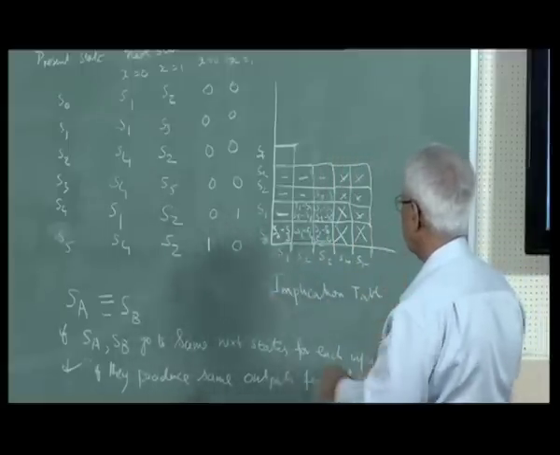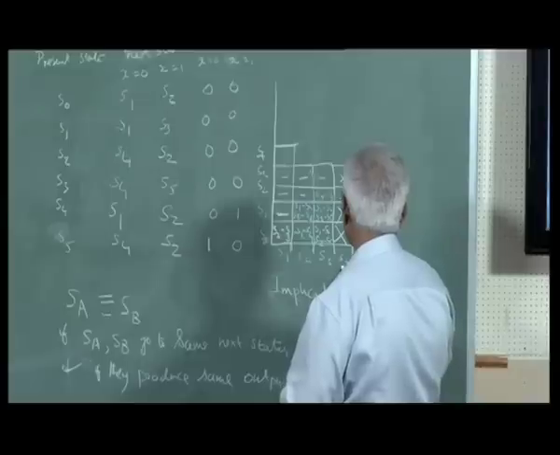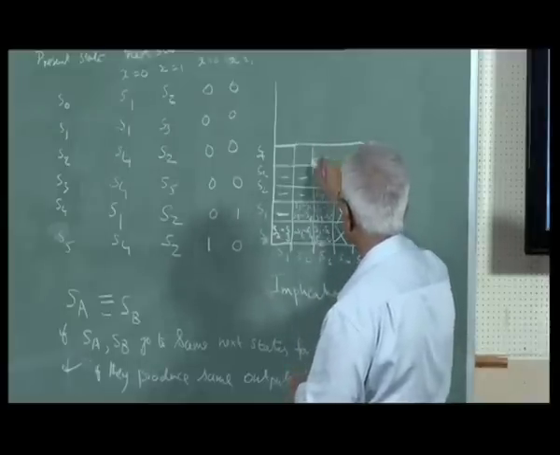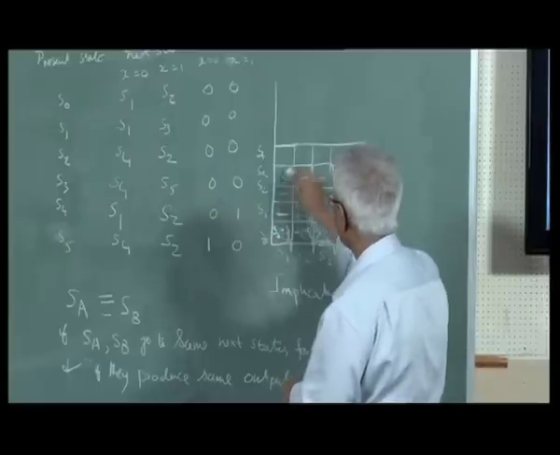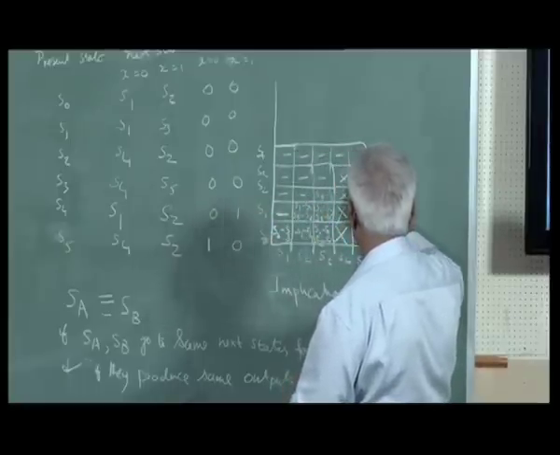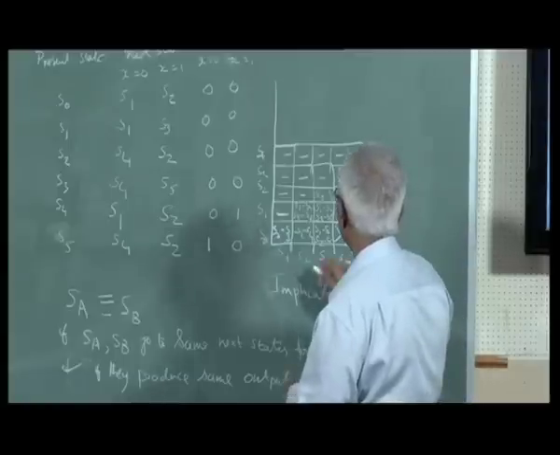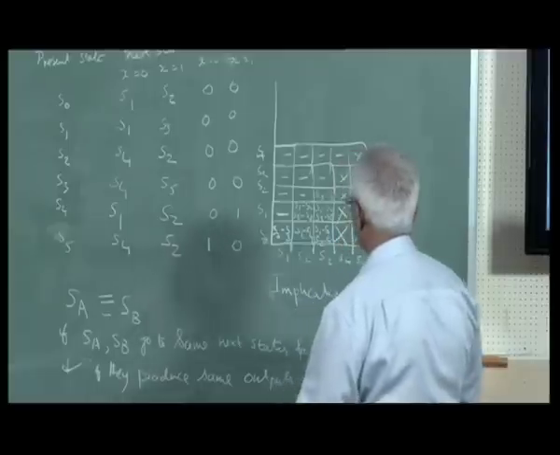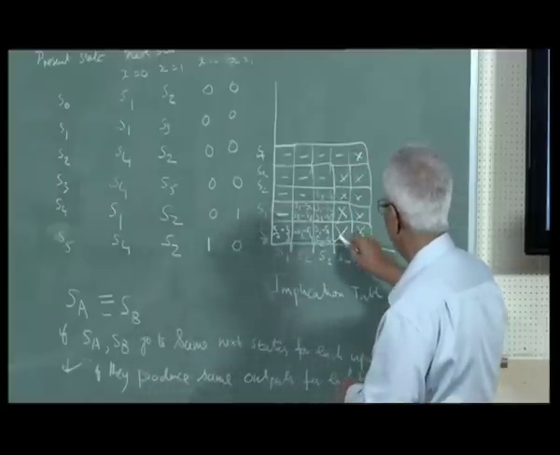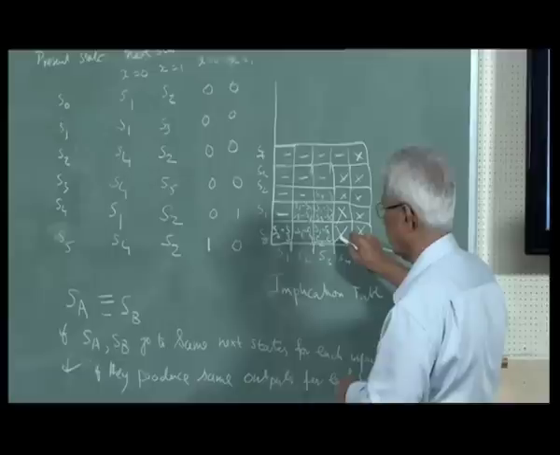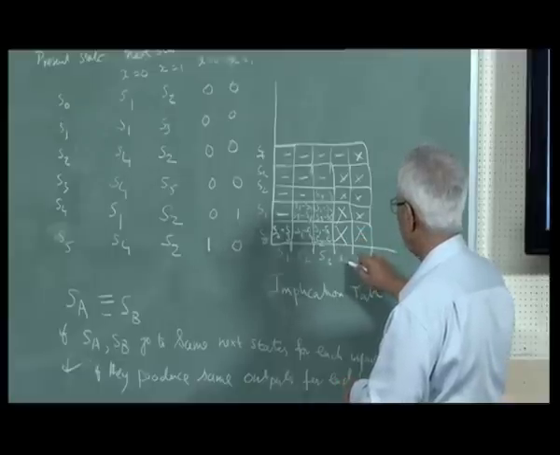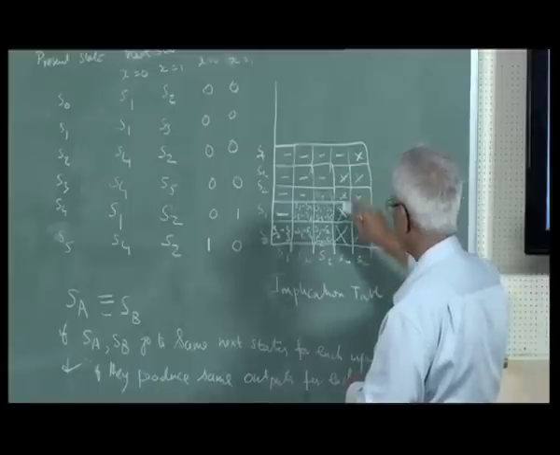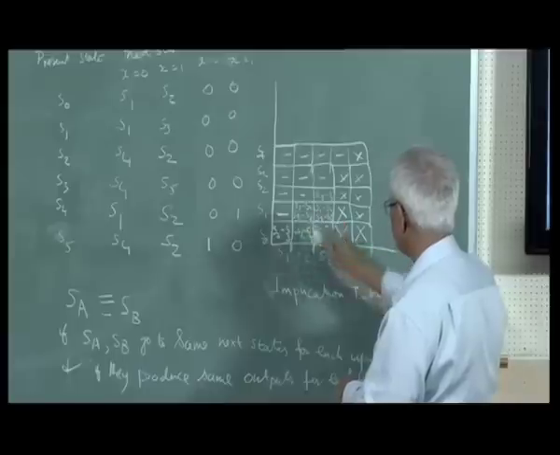S4 cannot be same with any state because of the output, and S5. Now, S4 cannot be equal to S0, S4 cannot be equal to S1, S4 cannot be equal to S2, cannot be equal to S3. Now, using this I can change this now.